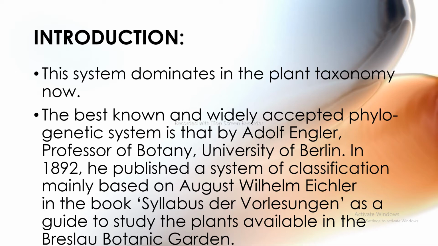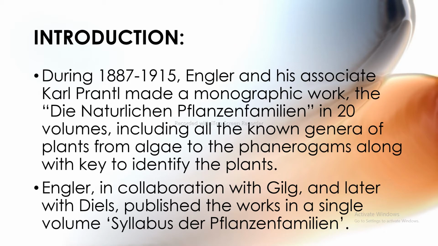The best known and widely accepted phylogenetic system is that by Adolf Engler, professor of botany, University of Berlin. In 1892, he published a classification system mainly based on August Wilhelm Eichler in the book called Syllabus der Vorlesungen as a guide to study the plants available in the Breslau Botanic Garden.